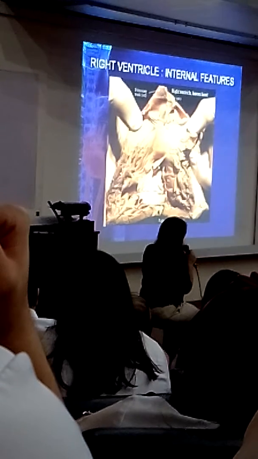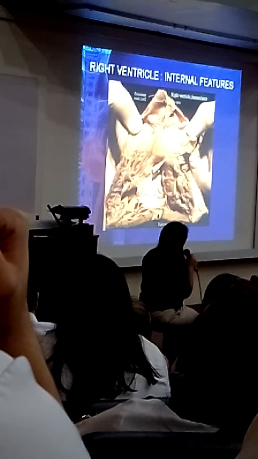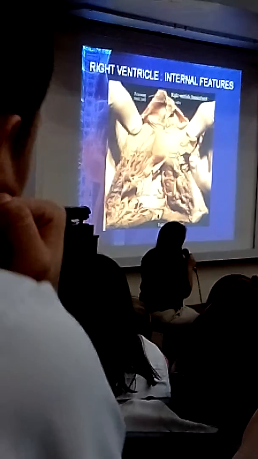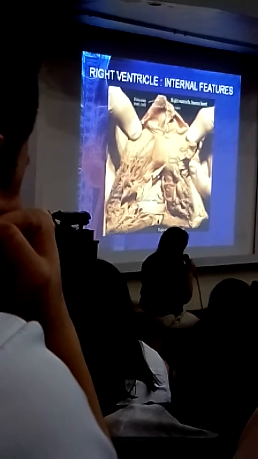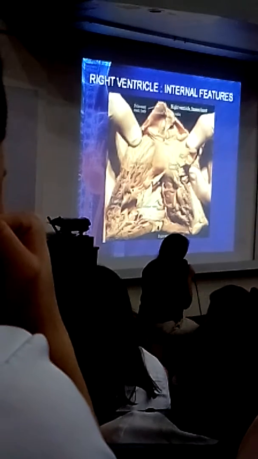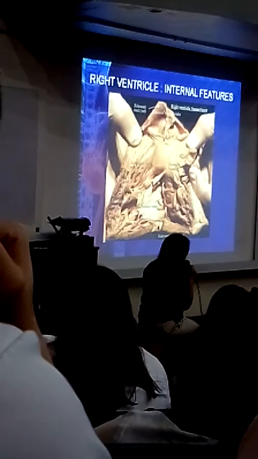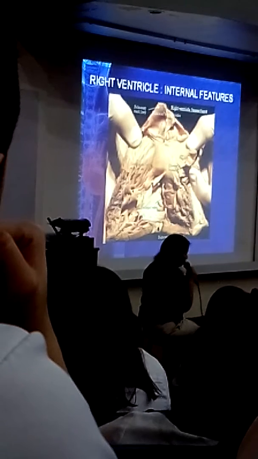orifice. In this area is the supraventricular crest, which demarcates the muscular ventricular chamber of the right ventricle from the smooth walls of the conus arteriosus. And this is the pulmonary valve.